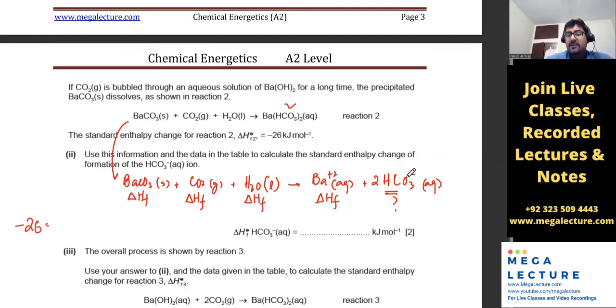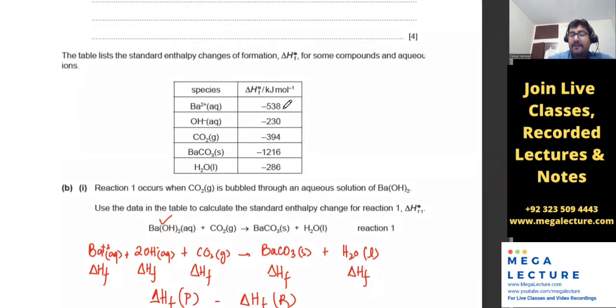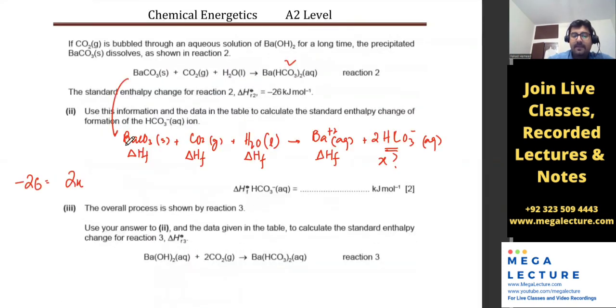This is going to be taken as X. We don't know what that is. So the product is 2X. That's this one unknown. Barium aqueous is given in the table over here. That's minus 538. So that's product minus reactants. Reactants are BaCO3, CO2, and H2O.